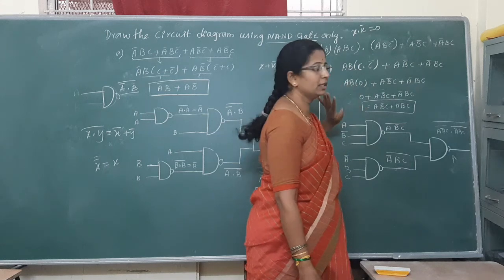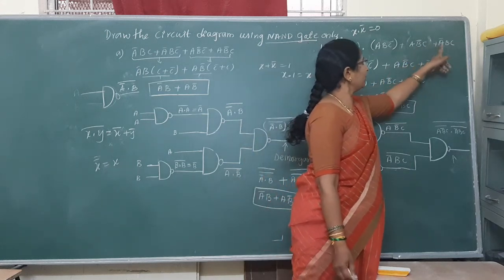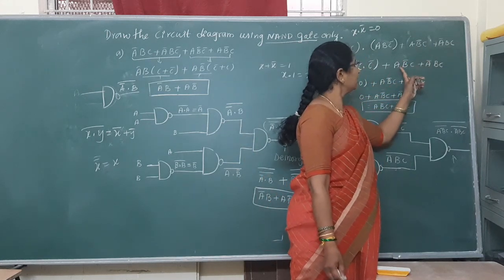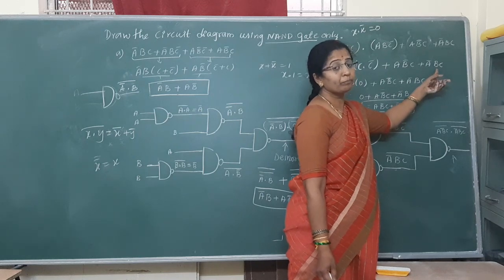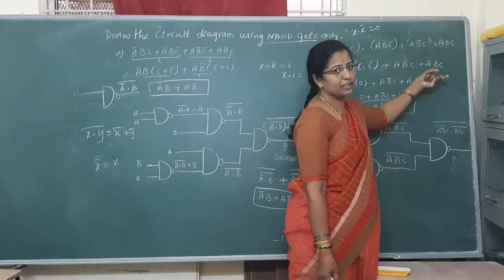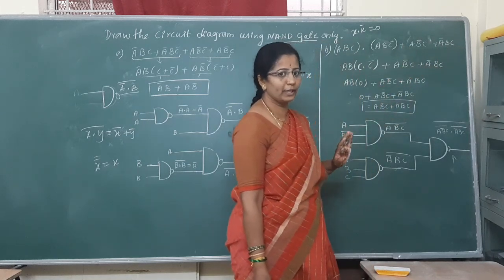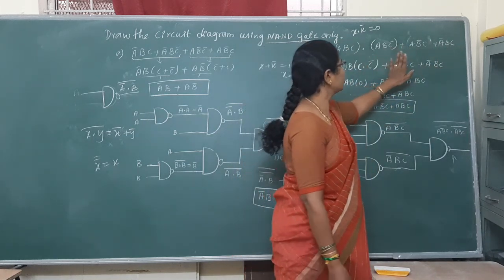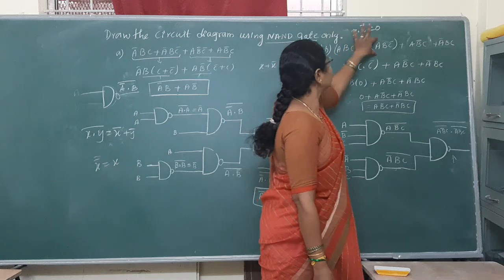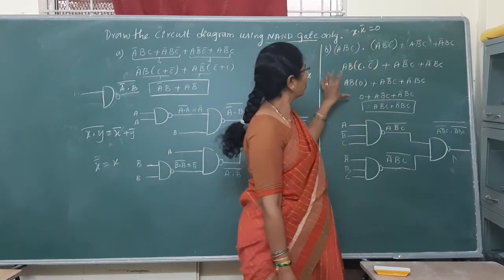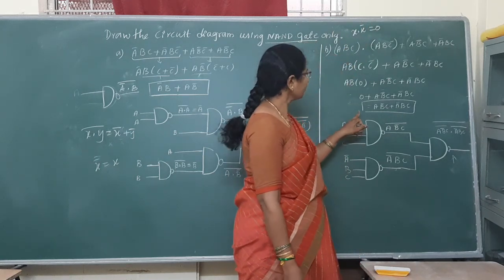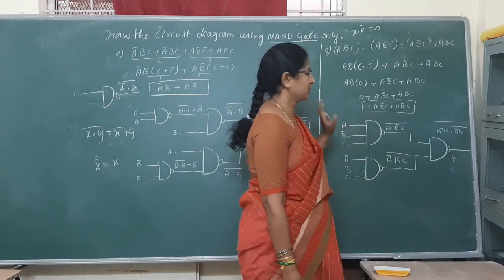There is a common variable C. If I take the C, I will not get any Boolean theorem expression. There is no common variable to get in the form of a Boolean expression, so I am not going to use that one. But these two terms will become 0 when I simplify. So I finally got this expression.